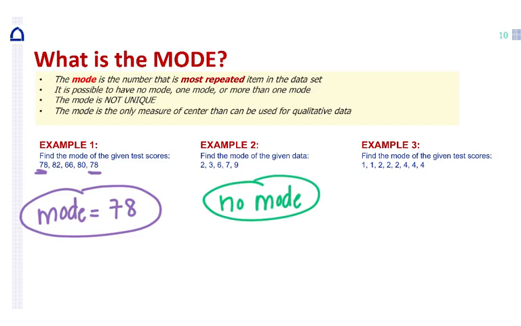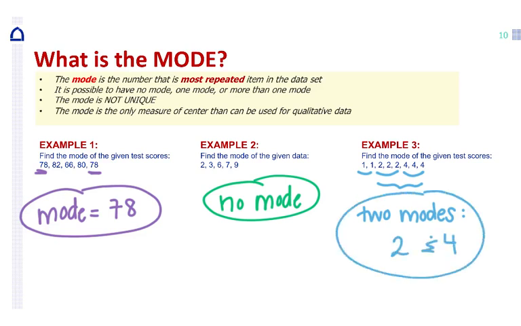Okay, let's look at the last one. All right, lots of things are repeated. This is repeated twice. This is repeated 3 times. This is repeated 3 times. So it looks to me like there is a tie for the most repeated. There are 2 modes in this case. The 2 most popular answers, because there is a tie, are 2 and 4.